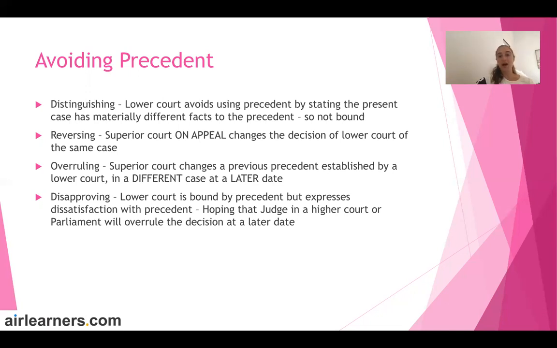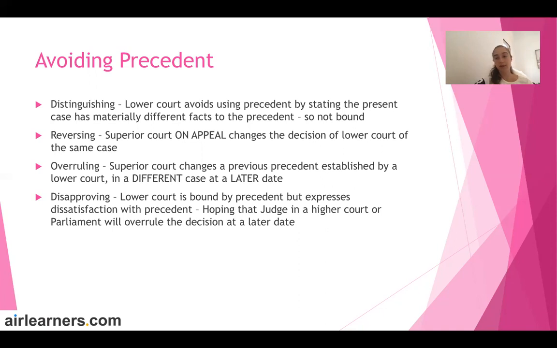Reversing is where a higher court changes the decision of a lower court in the same case on appeal. So if the parties are dissatisfied with the outcome, they appeal it to a judge in a higher court who then changes that original decision of the lower court. Overruling is where a higher court judge changes a precedent established in a lower court in a different case at a later date.